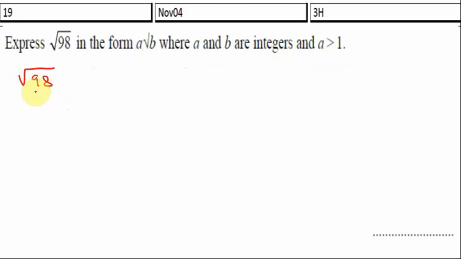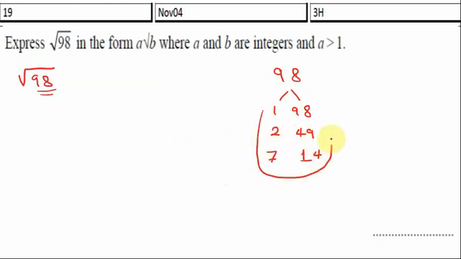I have to ask myself, is 98 a perfect square number? No, there is no number to multiply by itself and give me 98. So what will I do? I will find the factors of 98. So already we have 1 times 98, we have 2 times 49, we don't have 3, and we don't have 4 nor 5, we have 7 multiplied by 14. Okay, which number from these factors of 98 is a perfect square number? Other than 1, it's 49.